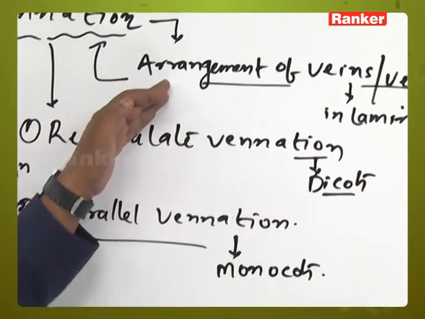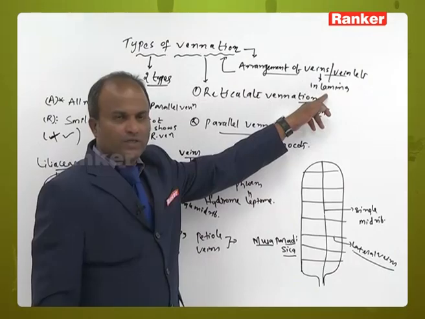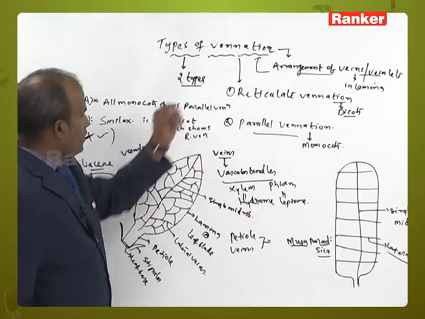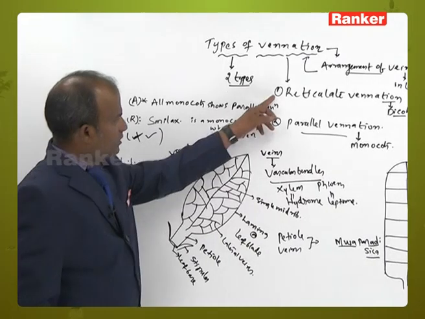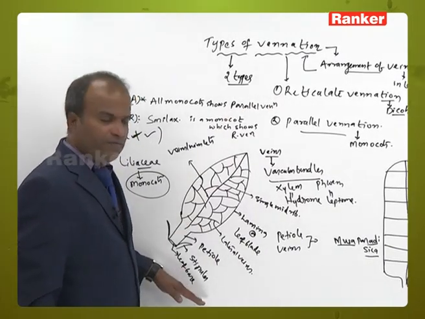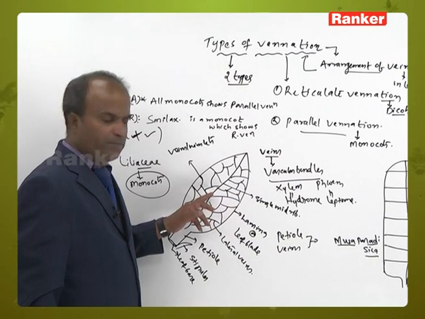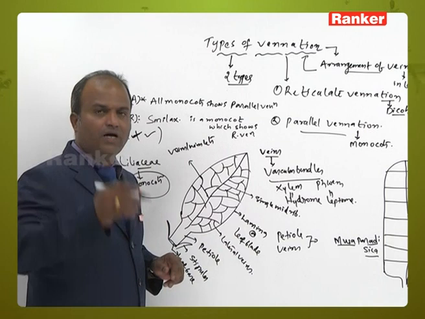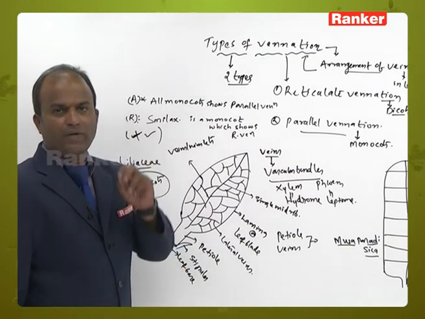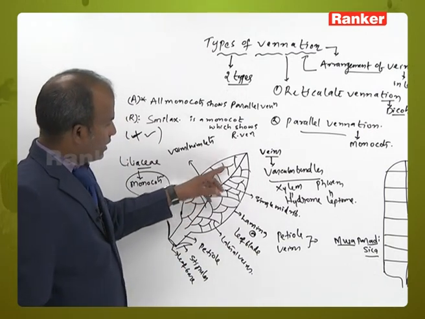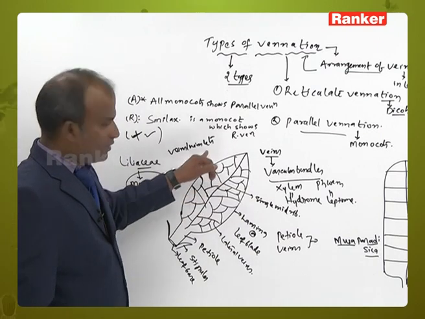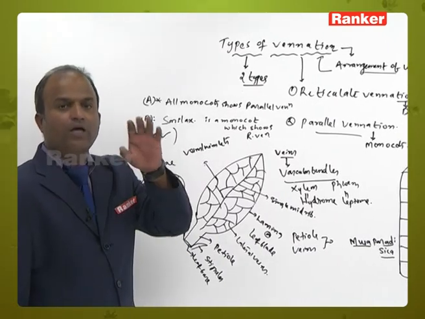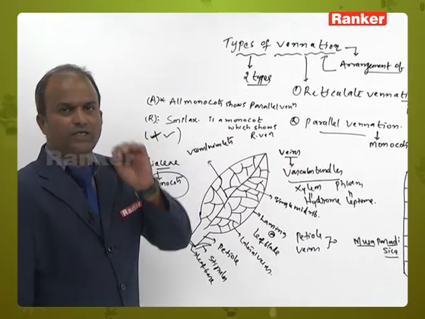What is meant by venation? The arrangement of veins and veinlets in the lamina is called venation. It is of two types. One is reticulate venation. In reticulate venation, the leaf shows a single midrib. From the single midrib, lateral veins arise, but here the lateral veins are not arranged in a parallel manner. From the lateral veins, veinlets arise, which look like a net-like arrangement, a reticulate arrangement. Based upon that criterion, it is called reticulate venation.